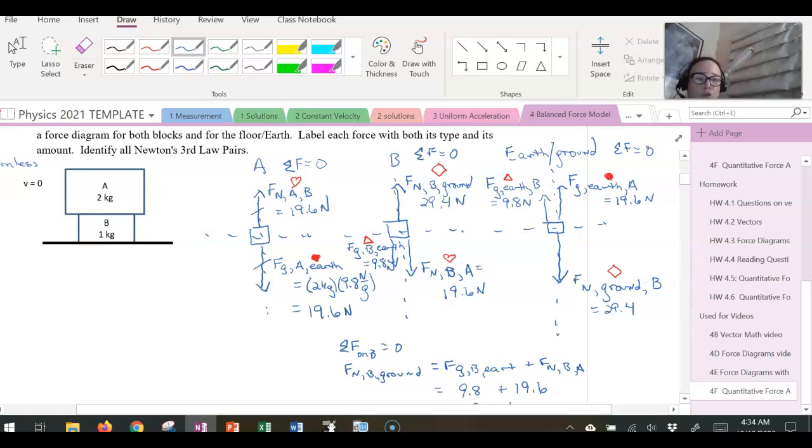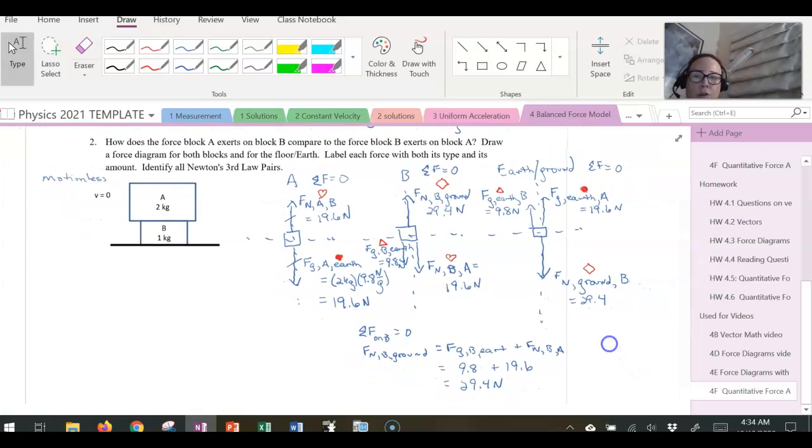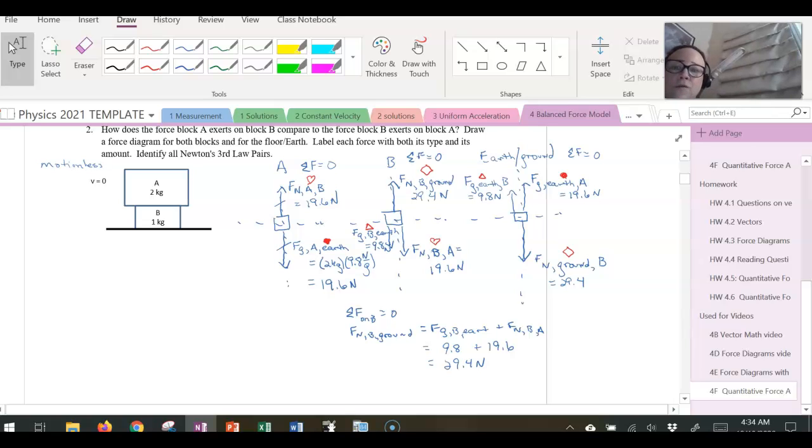Okay, so we have drawn good force diagrams for all three entities, and then it says, how does the force that block A exerts on block B compare to the force that block B exerts on block A? Well, here's the force that A exerts on block B, and here's the force that B exerts on block A. They are third law pairs. So they're both normal forces, the same type of force. The force that's exerted on A by block B is equal to the negative of the normal force that's exerted on block B by block A.